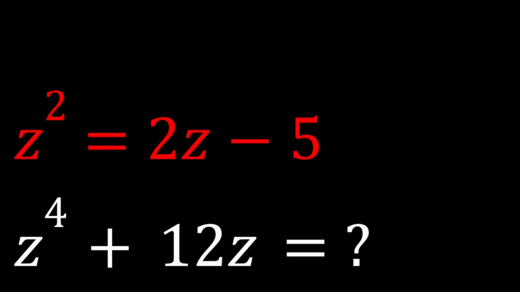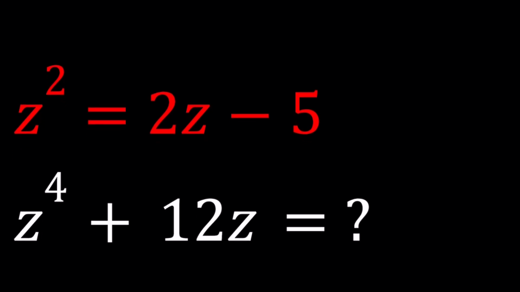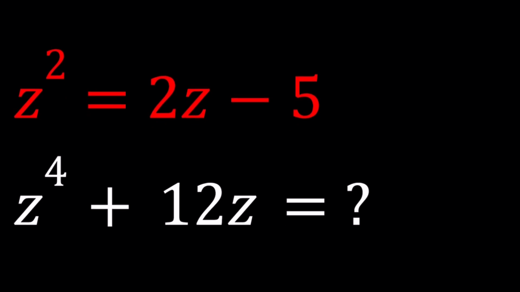This channel is all about complex numbers, and in this video we're going to be dealing with polynomial equations. Z squared equals 2z minus 5. We're supposed to evaluate z to the fourth plus 12z. So based on the z values we find from the first equation, we're going to evaluate the second equation. So the second one actually depends on the first one.